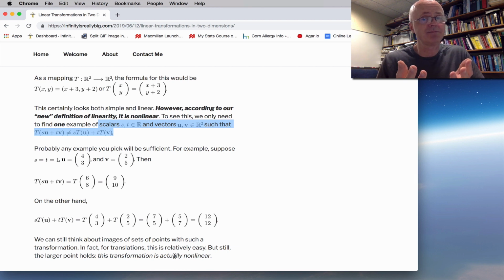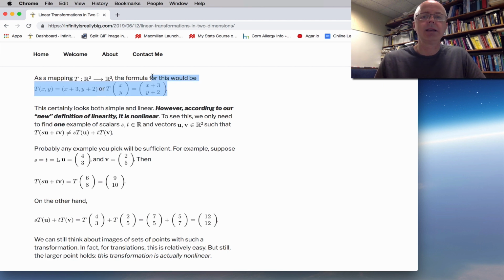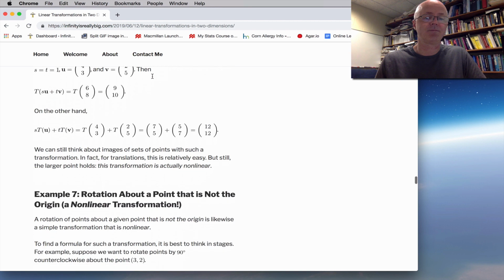Even though it's simple, okay? Simple doesn't necessarily mean linear. Even though its formula looks linear, okay? Right here. If I can highlight it, that's the problem. There we go. Okay, even though the formula looks linear.